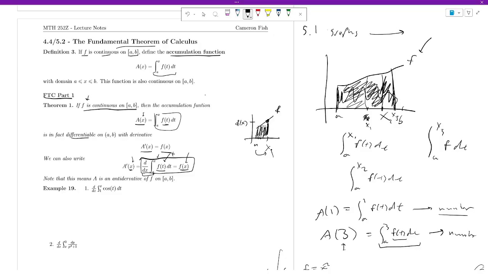Okay, and as we said, this means a is an antiderivative. So it's a function whose derivative is this f that we started with. Okay, so that's just kind of unpacking what all that means. Let's just look at some examples.